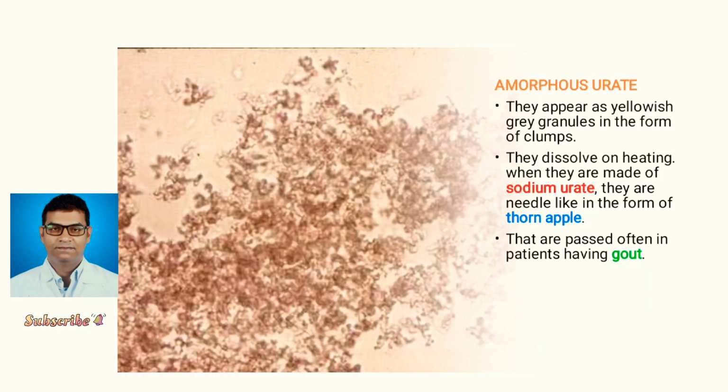Amorphous urate, they appear as yellowish grey granules in the form of clumps. They dissolve on heating when they are made up of sodium urate, and they are needle-like in the form of thorn apple. The sodium urate crystals are thorn apple-like. Remember this point. And these are passed often in patients having gout.